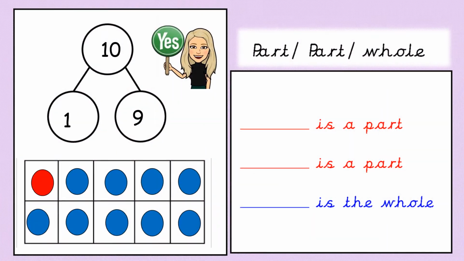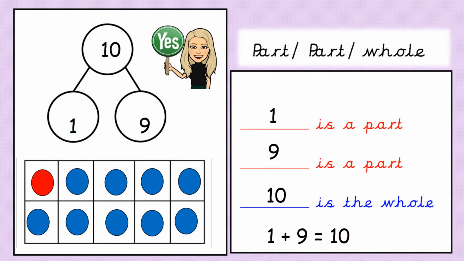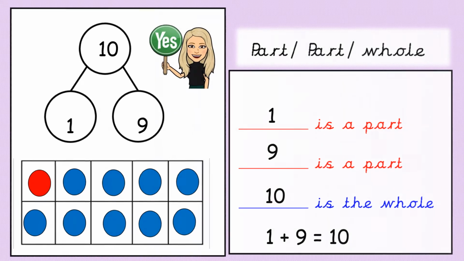Our last one, write down the number sentence. And how many are blue? 9, well done, because the blue has nearly completed the whole 10 frame. There's just one that's red. And how many are red? 1. So the number sentence is 1 plus 9 is equal to 10. Well done.